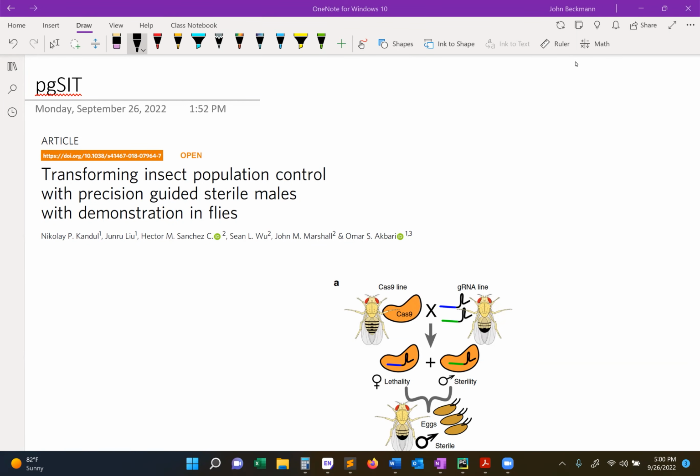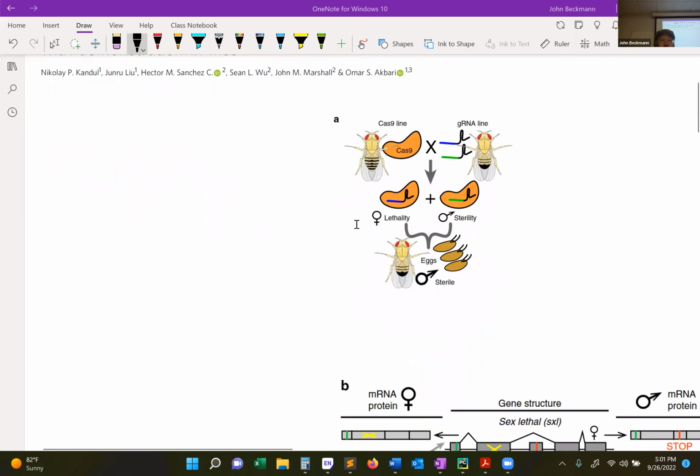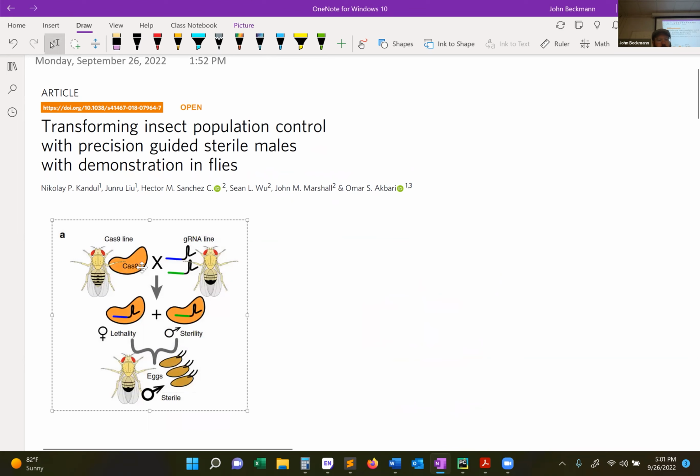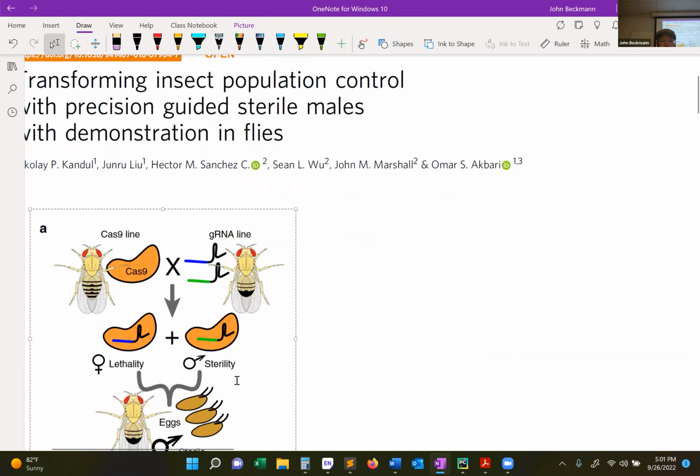Okay, so today we're going to discuss this paper, Transforming Insect Population Control with Precision-Guided Sterile Males with Demonstration in Flies. So this is the pgSIT, Precision-Guided Sterile Insect Technique. This is a paper from Omar Akbari's lab. Akbari is now at UC San Diego, I think, and he's a very famous mosquito geneticist. So it's worth discussing this paper.